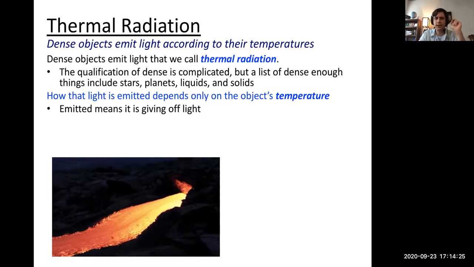And I just want to go ahead and, since people might not be familiar, it's a term that we're going to be saying a lot here. Whenever we say emitted light, we mean that something is giving off light. It is emitting light. It is glowing at those wavelengths.